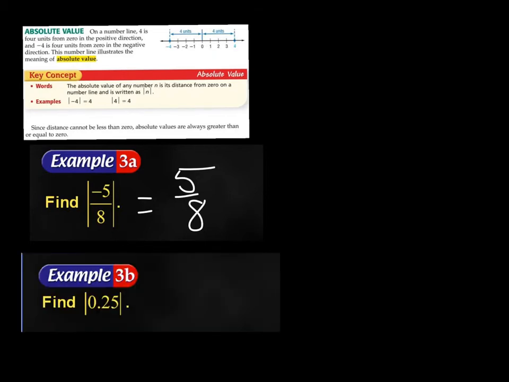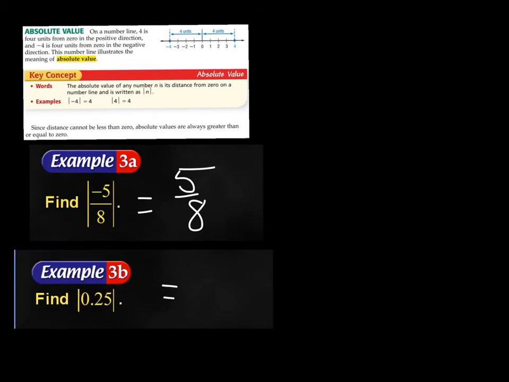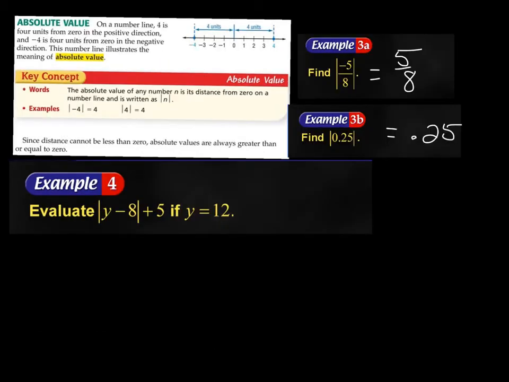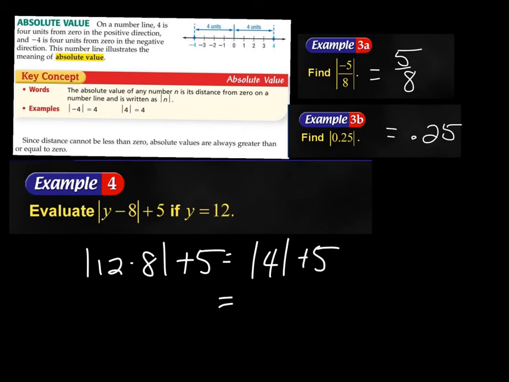The absolute value of -5/8 is 5/8. Absolute value is absolutely always positive. The absolute value of 0.25 is 0.25. It's still positive, hasn't changed. Evaluate if y is 12, so I'm going to substitute 12 in for the y. Absolute value of 12 minus 8, 12 minus 8 is 4, plus 5. Absolute value of 4 is 4, plus 5 is 9. Very nice.